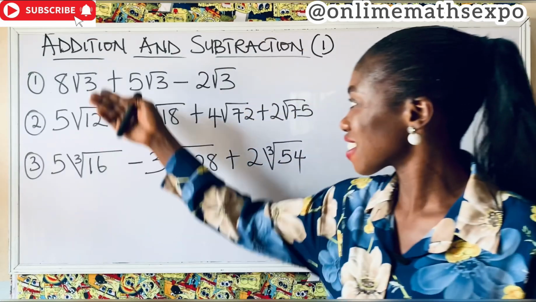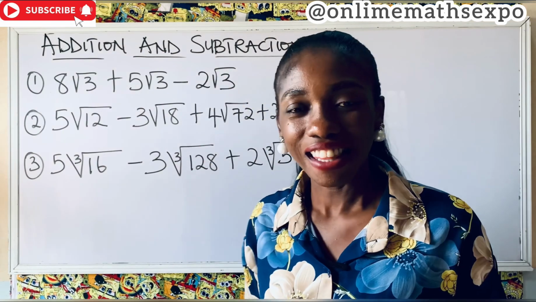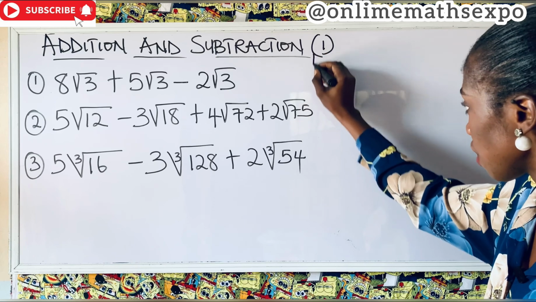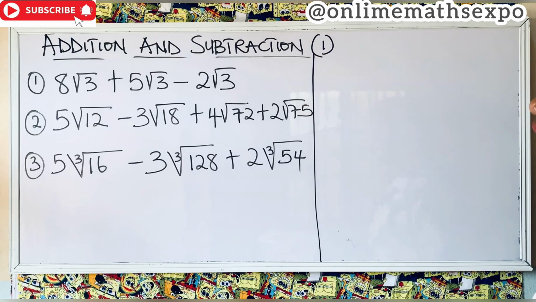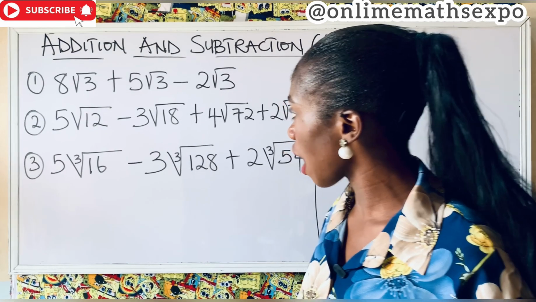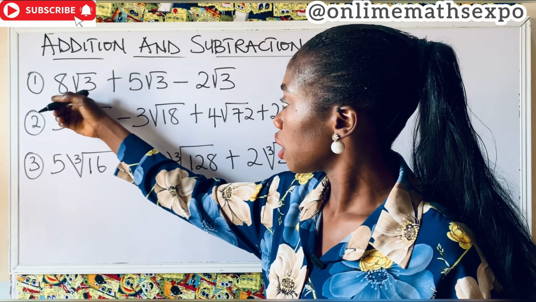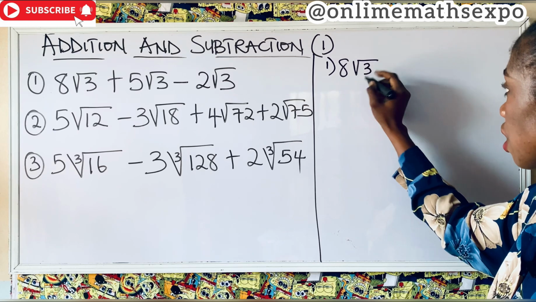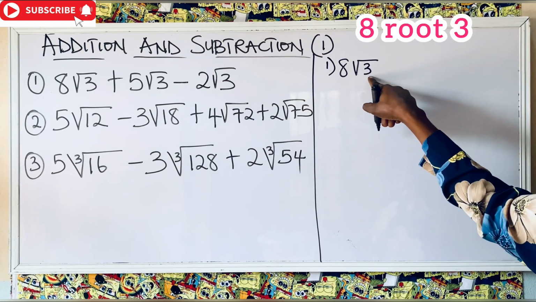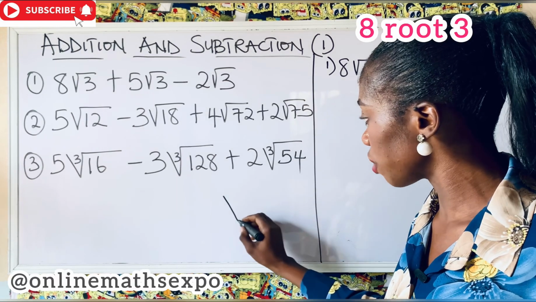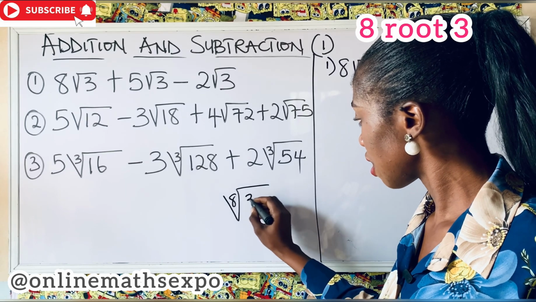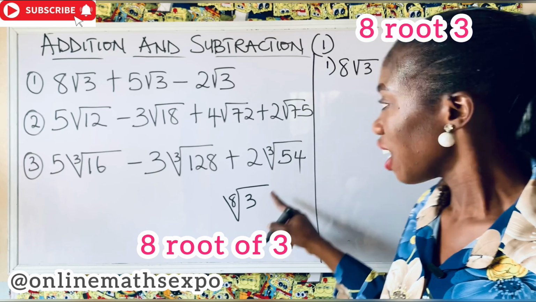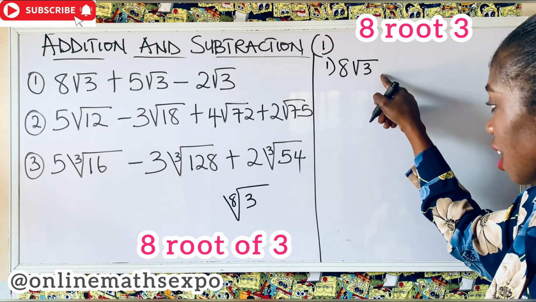Now let's look at some of these questions. They are very simple, okay? So we're going to start with the first one. And in this first one, we have this 8 root 3. Remember, this is 8 root 3. It is different from this. Okay, this one is 8 roots of 3, whereas this one is 8 root 3.